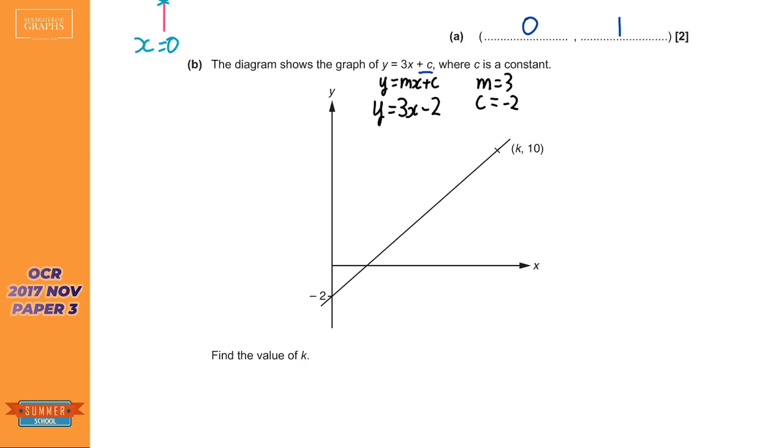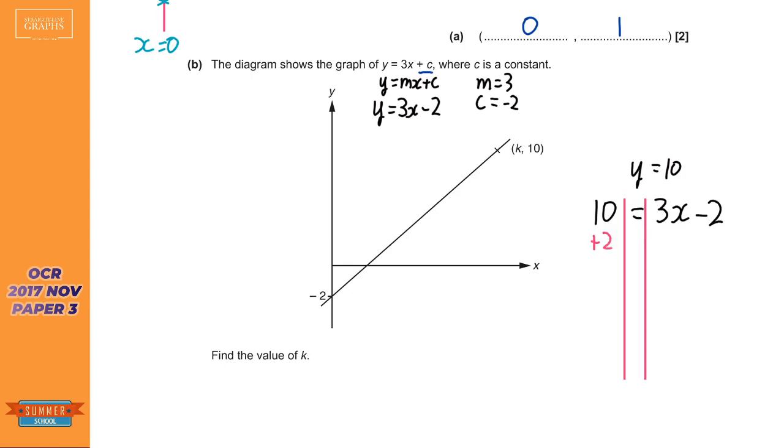So we've got the equation of the line, and it showed us a point here, but we know what y is for that point. We know that y is 10 at that point, but we don't know what x is. So let's substitute y as 10 into the equation that we've written up here. So 10 equals 3x minus 2. And so first thing, I want to get x on its own, so I want to add 2 to both sides to get rid of that minus 2 there.